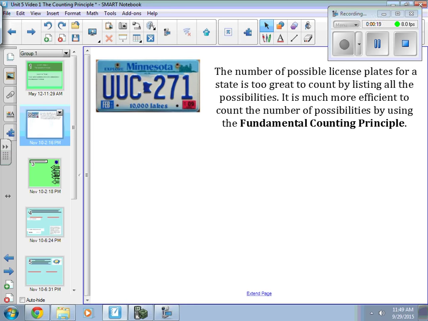This first problem on your note sheet says the number of possible license plates for a state is too great to count by listing all the possibilities. It is much more efficient to count the number of possibilities by using something called the fundamental counting principle. So what we want to do for this problem is try to figure out what would be the total number of different license plates that you could have. And we'll come back to this problem in a little bit after we talk about the fundamental counting principle.